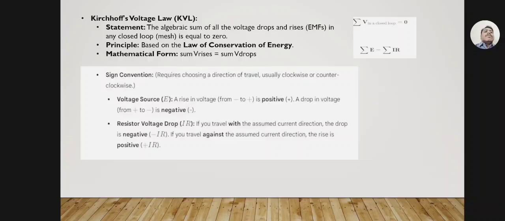Now, for voltage sources, a rise in voltage means voltage V is taken as positive when we travel from the negative terminal to the positive terminal. And when you travel from positive to negative, V is taken as negative. This is with regard to a voltage source.